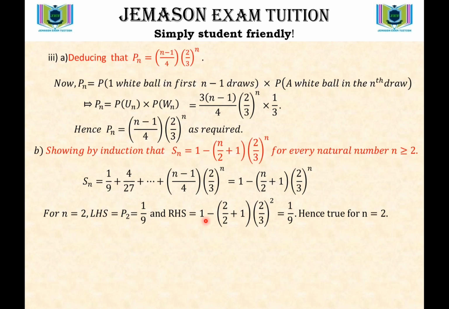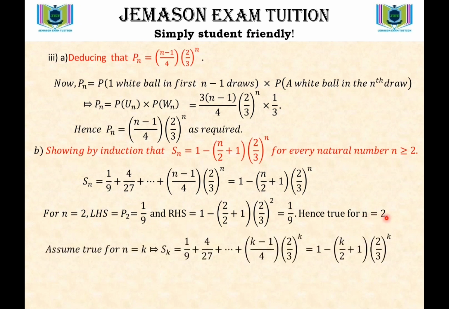And when you substitute 2, you have 1 minus 2 over 2 plus 1 into 2 all over 3 raised to the power 2, which gives 1 all over 9. Hence, the formula is true for the base case where n equals 2.